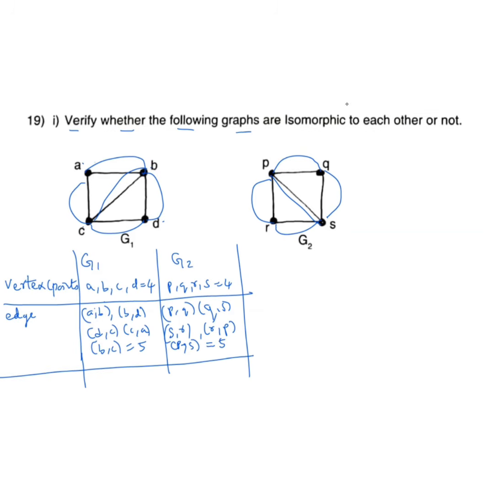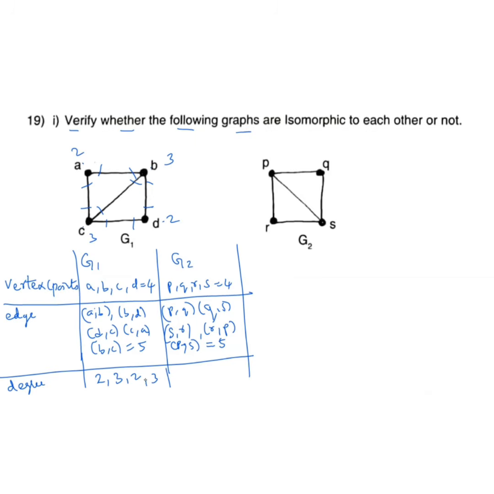Then we'll find the degree. What is the degree? Degree is how many lines are joining that particular point. That is called degree. So let's check the degree of A. How many lines? 1, 2. So the degree of A is 2. The degree of B is 3. The degree of D is 2. The degree of C is 3.